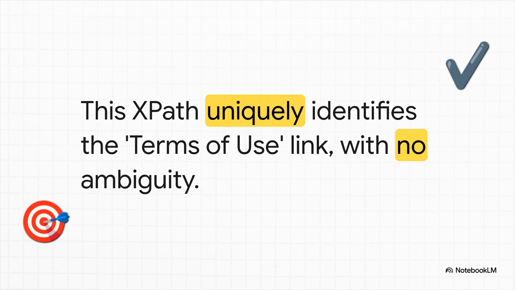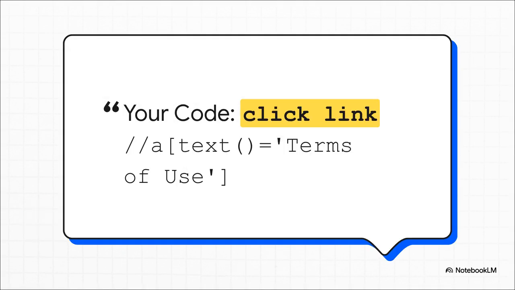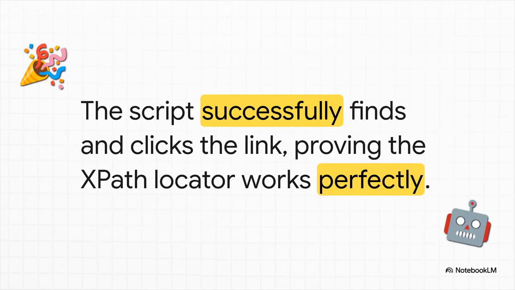It's just incredibly precise. So what does this actually look like in your code? Well, check out this example from Robot Framework. You can see we literally just dropped that XPath string we built right into the click link command. It's a perfect one-to-one from what we thought up to what the machine does. So when you run this code, the browser pops open, the script uses our XPath to find that exact anchor tag, and bam, it clicks it. It's just a perfect confirmation that our locator works exactly as we intended.